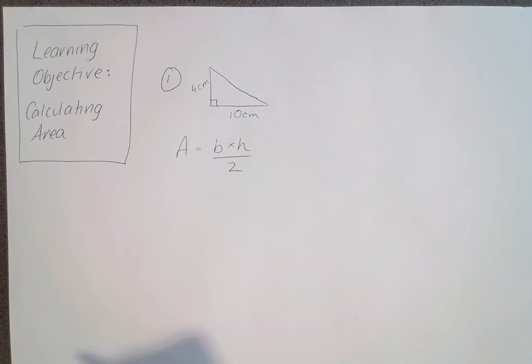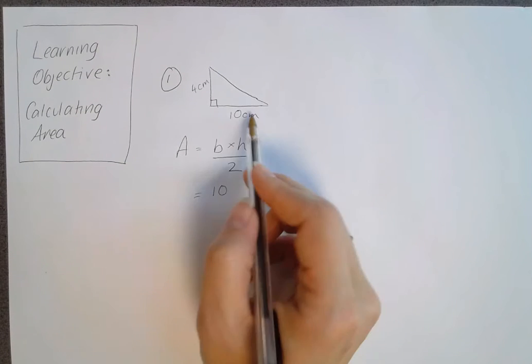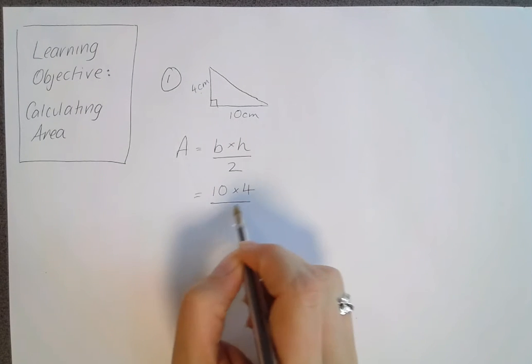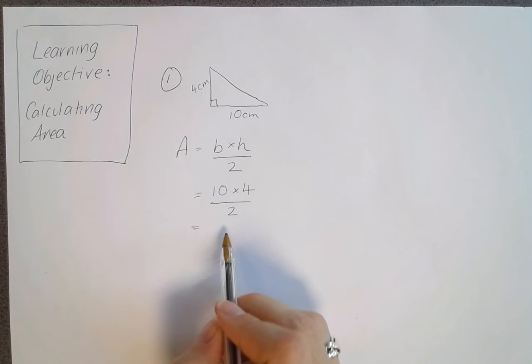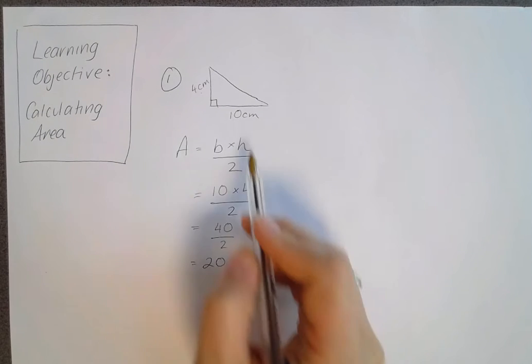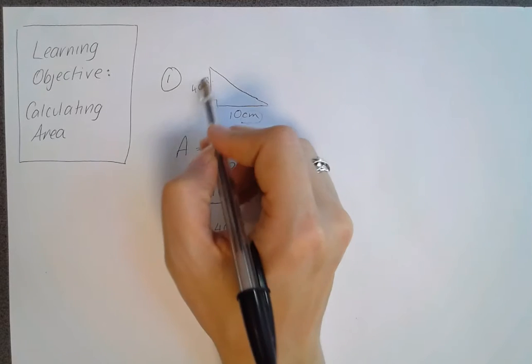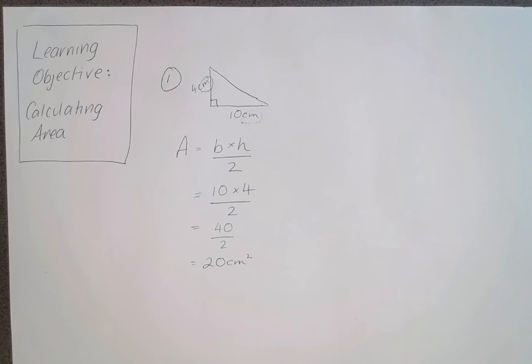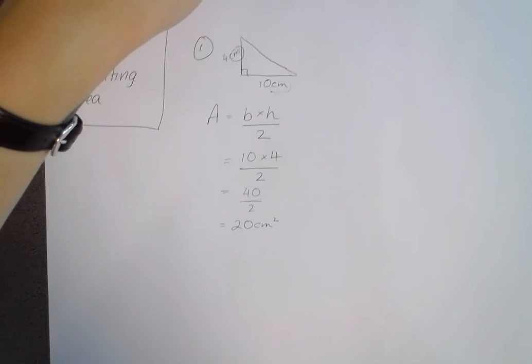That's for a triangle. So our base is 10 centimeters, our height is 4 centimeters, and we're dividing all of that by 2. So 10 times 4 is 40, divided by 2 is 20. Keeping in mind these are our units, and instead of just using our linear units, this time we are using squared units. So that's a really important part of this. You have to keep doing squared units.